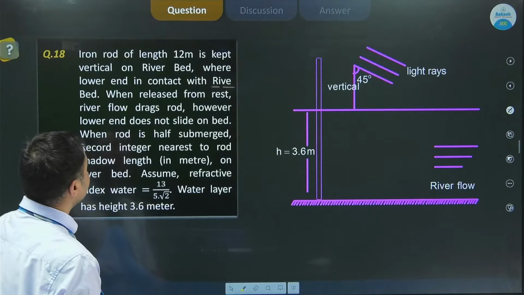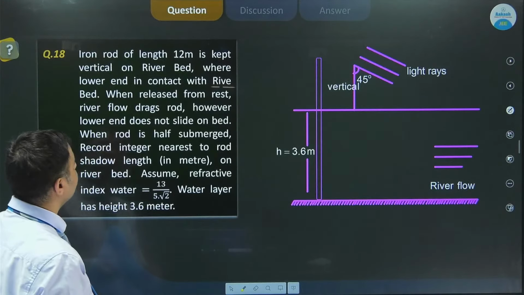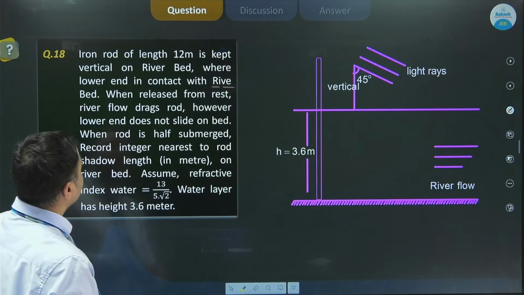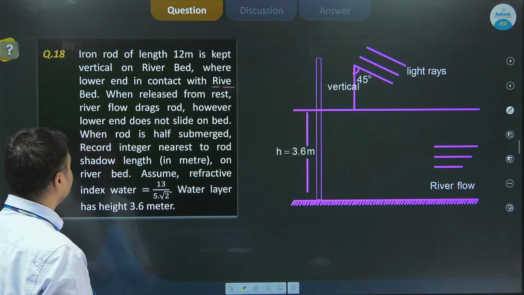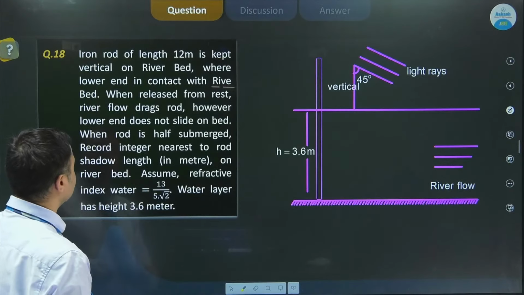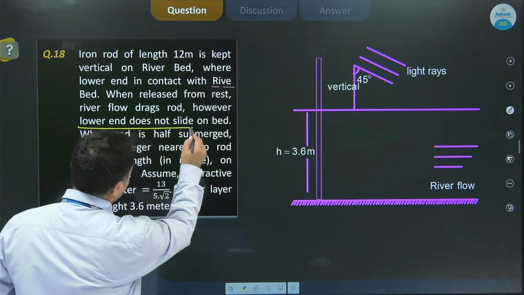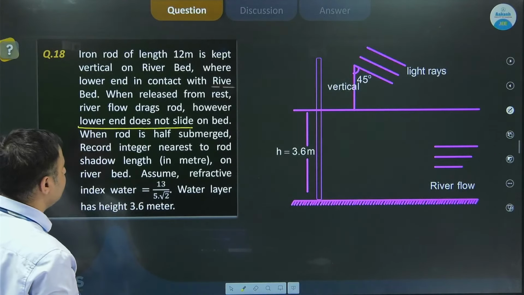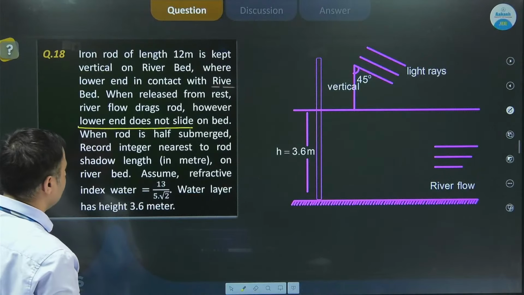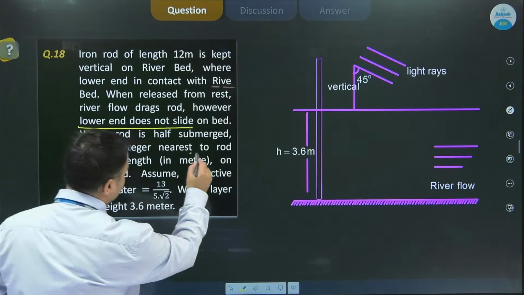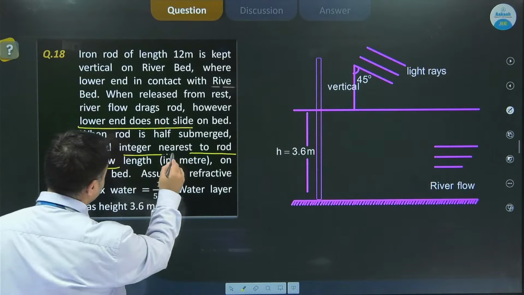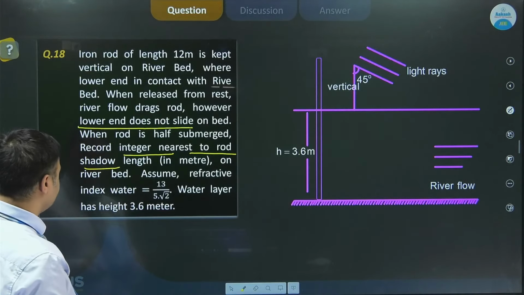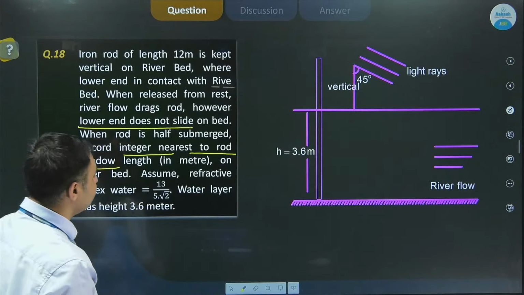An iron rod of length 12 meters is kept vertically on a river bed, with the lower end in contact with the river bed. When released from rest, the river flow drags the rod. However, the lower end does not slide. When the rod is half submerged, record the integer nearest to the rod's shadow length. We have to find the shadow length to the nearest integer. Assume the refractive index is given by this. The water layer has a height of 3.6 meters.